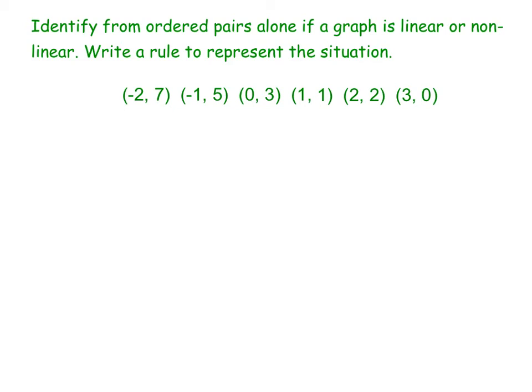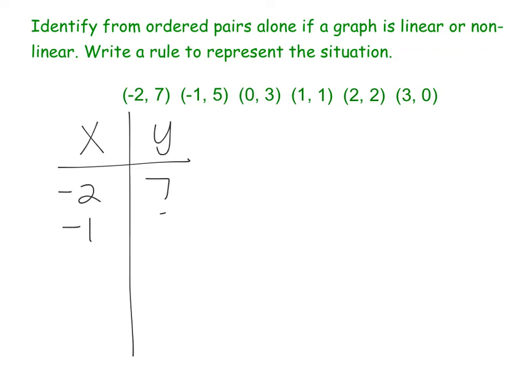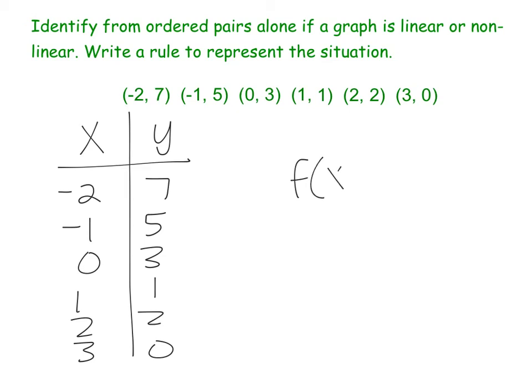On the next slide, we're going to identify from our ordered pairs if it's linear or nonlinear. The easiest way I think to do this is make our own table. X, Y: negative 2, 7; negative 1, 5; 0, 3; 1, 1; 2, 2; 3, 0. And from there, go ahead and see if it's linear or nonlinear and write the rule if it is linear, but remember our rule starts with f of x now. Go ahead and try it on your own.